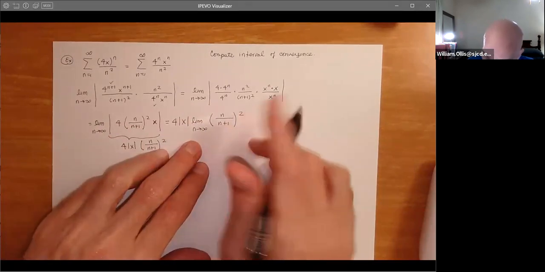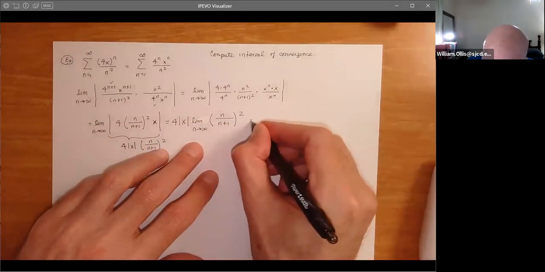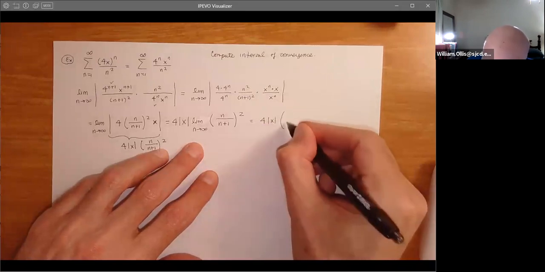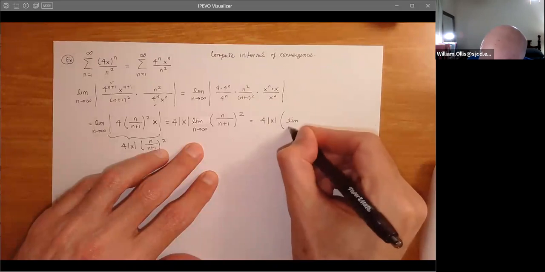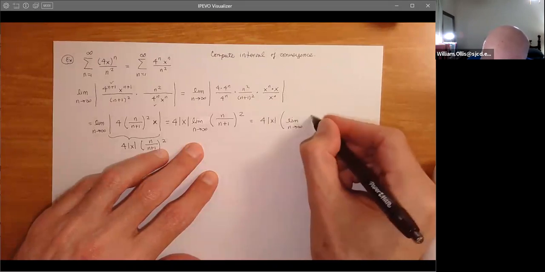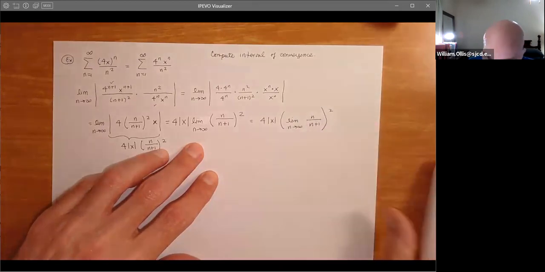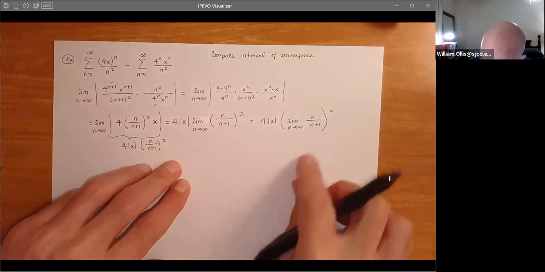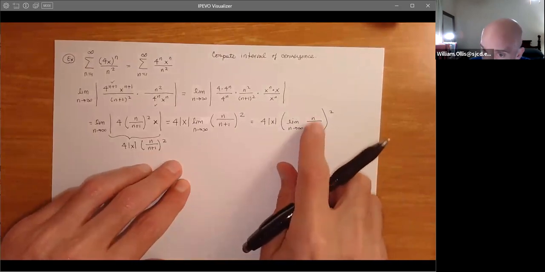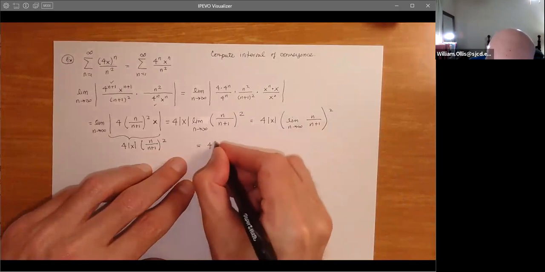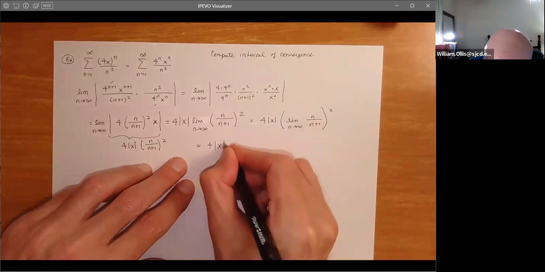And so now you can just run the limiting process inside. So we have 4 times the absolute value of x, the limit as n passes to infinity of n divided by n plus 1 quantity squared, by continuity. Okay, and what would we do with limits without continuity? And then, of course, this limit is 1, ratio of leading coefficients. So we get 4 times the absolute value of x.